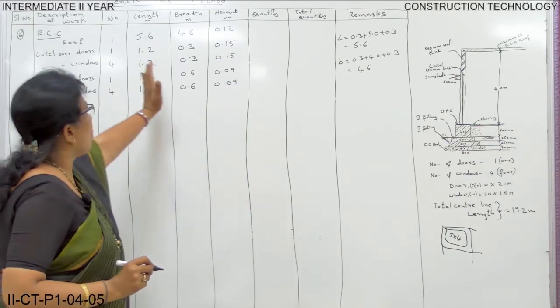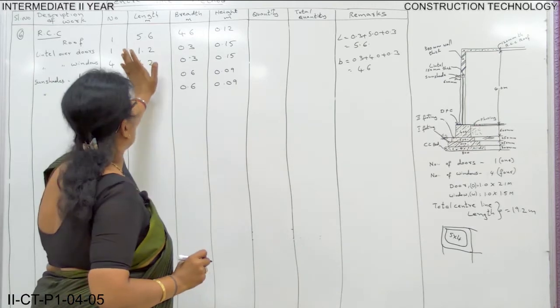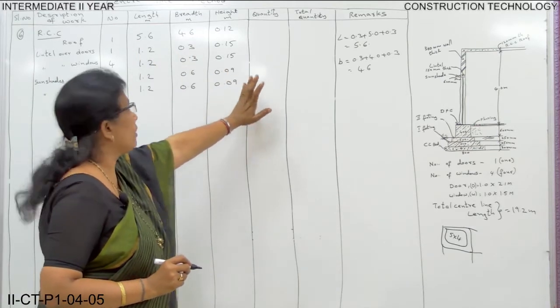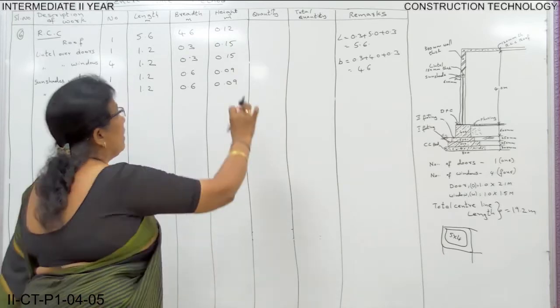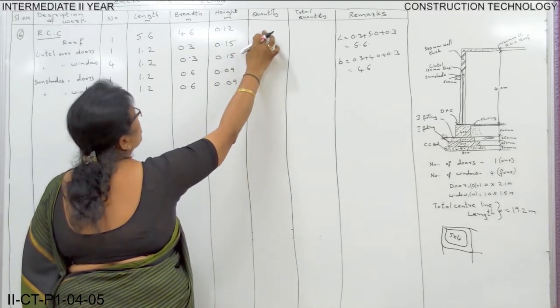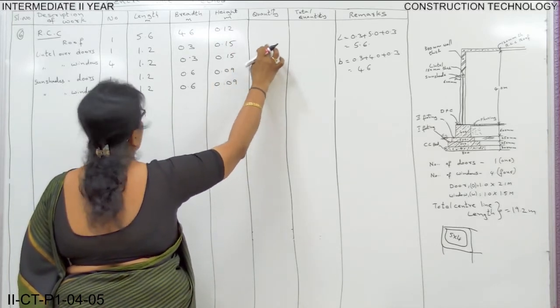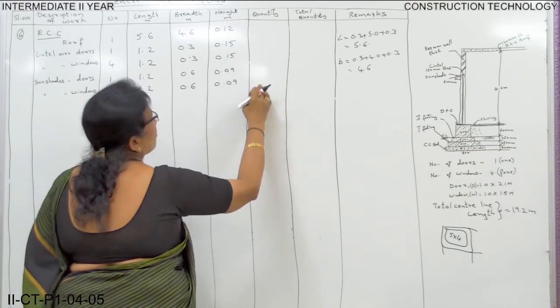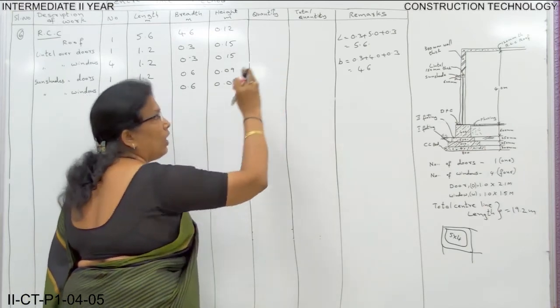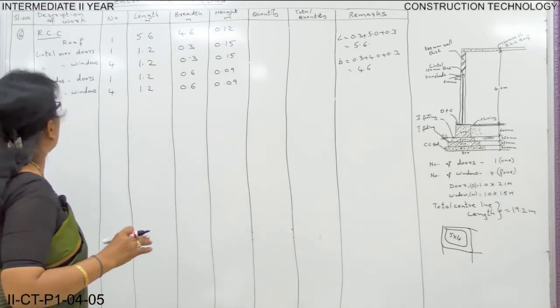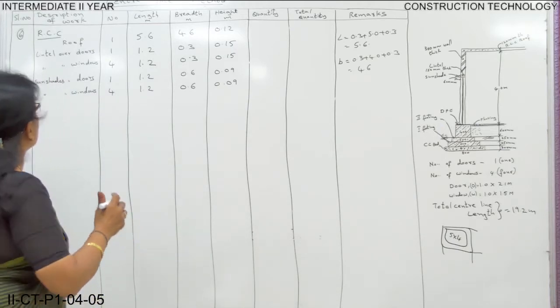Now calculate all the quantities by multiplying length into breadth into height. You will get the quantities. Write the quantity of each individual item, that is roof, lintels, windows, and add everything and write the quantity in the total quantity. Now coming to plastering.